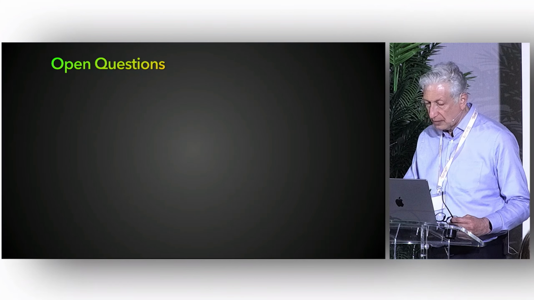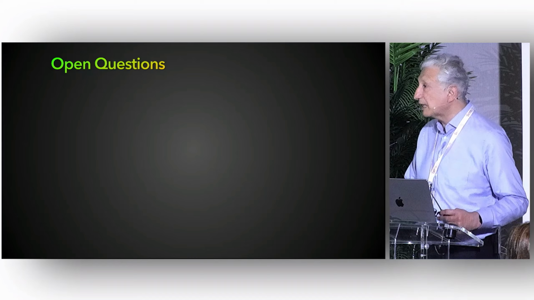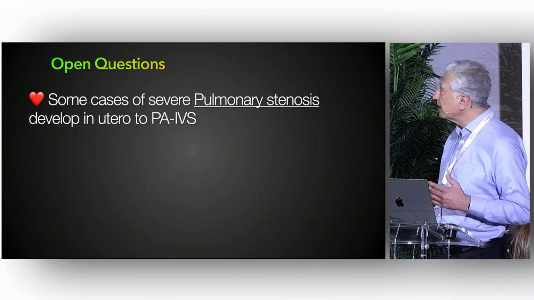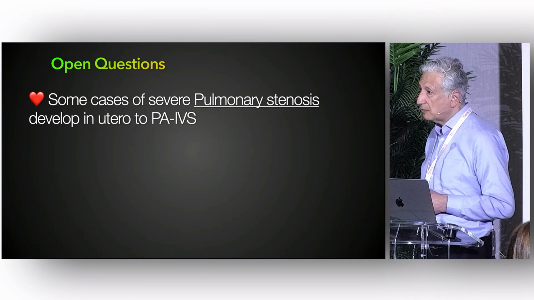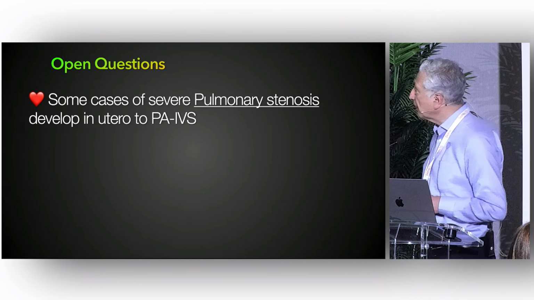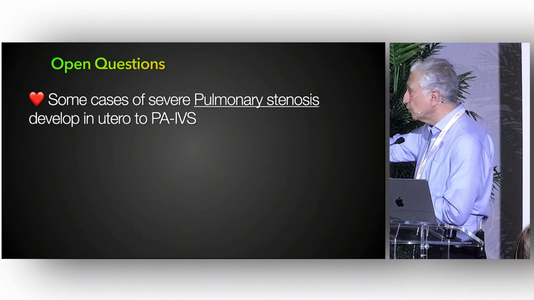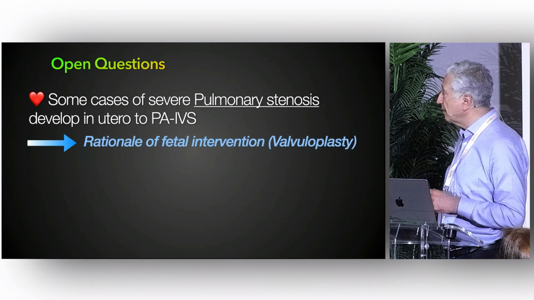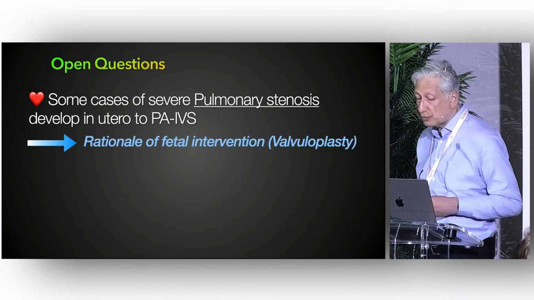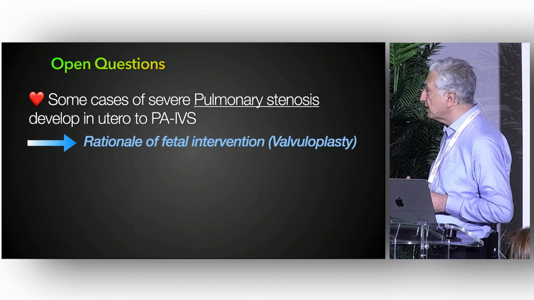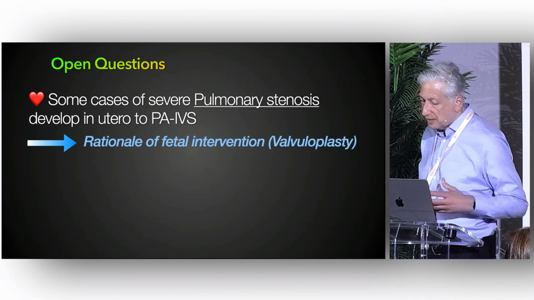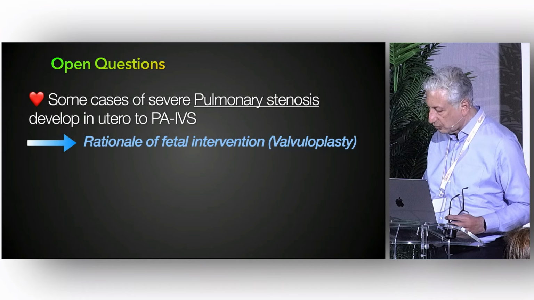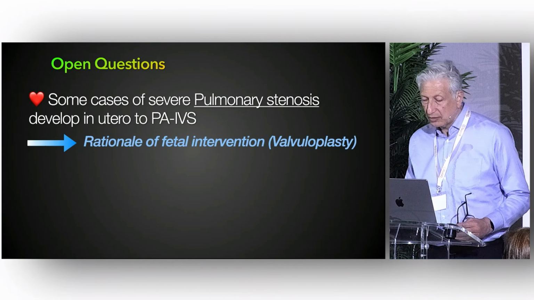So open questions I will not address in my talk today are some cases of severe pulmonary stenosis may develop into pulmonary atresia. We know this, like what Alberto showed from the aortic stenosis to aortic atresia to hypoplastic left heart syndrome. This is why in these cases there is also a rationale for doing fetal intervention, valvuloplasty, to open the pulmonary artery. But many people are saying it's not worth it because the cases you will do intervention on are the ones who are very good also for postnatal biventricular repair.